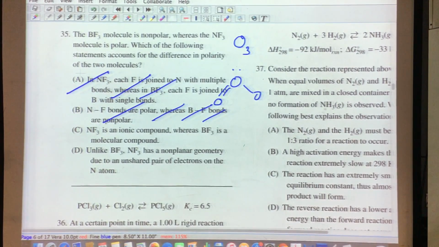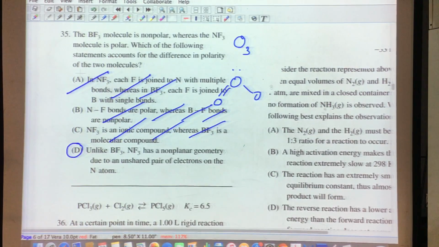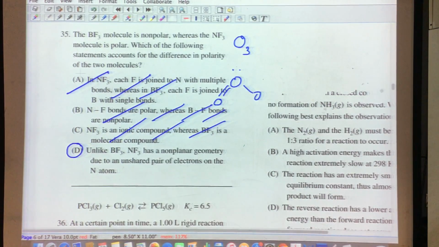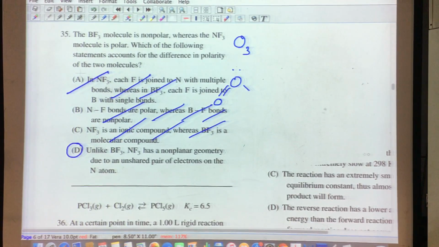NF3 is ionic. Non-metal. Okay. So D is the best answer. Unlike BF3, NF3 has a non-planar geometry. Now, I want to just do this real quick because it could be a part 2 question where they say draw it or prove it to me. So whatever is on multiple choice is certainly game.